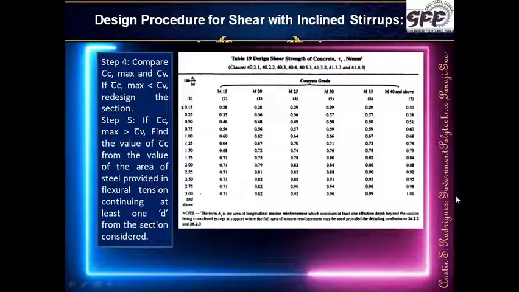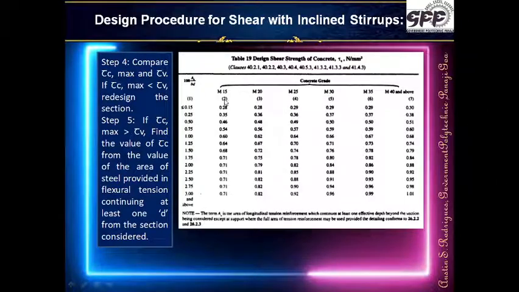So for that we need to consider how much is the area of the tension steel provided, and it continues for at least one effective depth, 1d length, further than the section considered. So that has been given over there. So we have to consider that reinforcement, that is considered as AS.